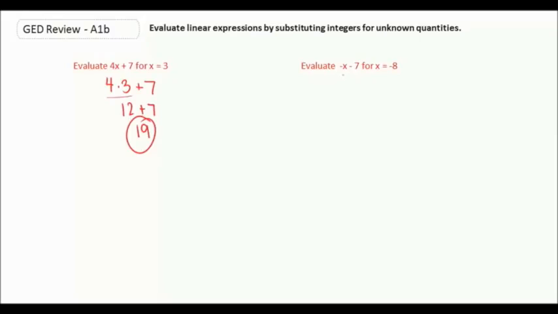This one here is a little bit trickier. We have a negative x. So we write down our negative from here. But our x happens to be negative 8. And then minus 7. Now that negative 8, the two negatives really make it a positive. So positive 8 minus 7, and our answer is 1.